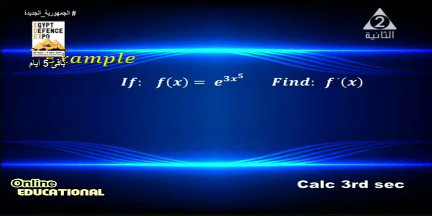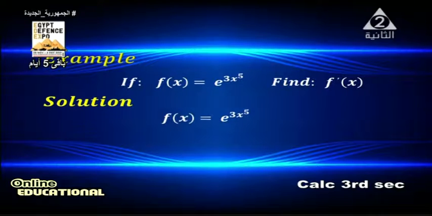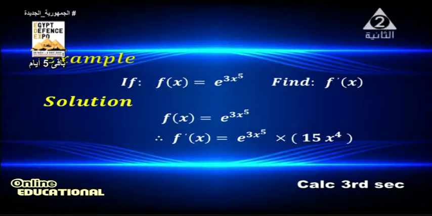Another example, if f of x equals e to the power 3x power 5, find f dash x. The function f of x equals e to the power 3x to the power 5, then the derivative of the function f dash x equals e to the power 3x power 5 multiply the derivative of the power. Derivative of 3x power 5 equals 15x power 4. Then f dash x equals 15x power 4 multiply e to the power 3x to the power 5.